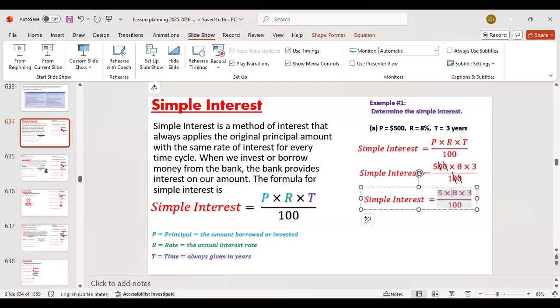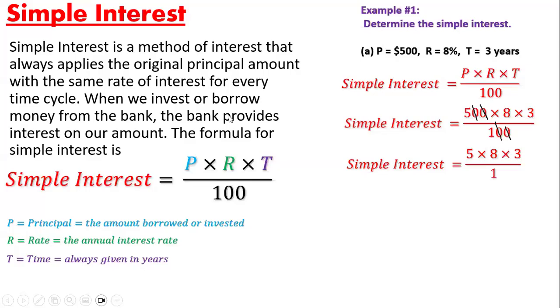5 times 8 times 3 all over 1. All right, so that's what we have here. So we cancel the zeros, that gives us 1. We have 5 times 8 times 3, and all we're going to do is multiply, right?